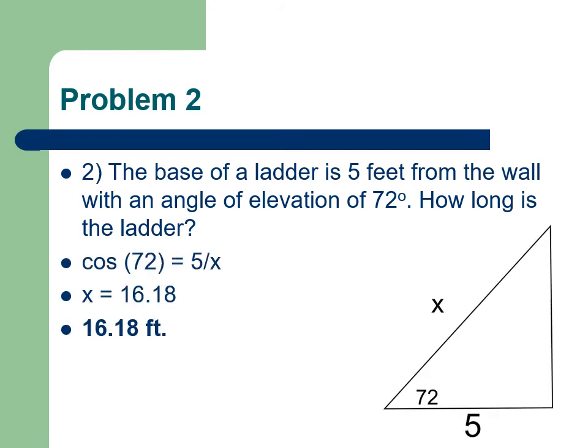And again here, it's 5 feet from the wall, so we've got that 5 down there at the base. We're trying to figure out how long the ladder is, so that's going to be the hypotenuse. We've got our adjacent over our hypotenuse, which means we're going to use cosine, and you get an answer of 16.18 feet.